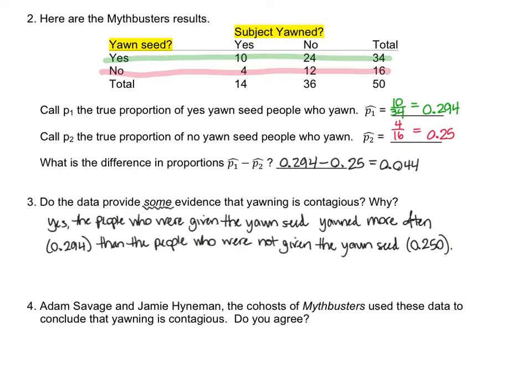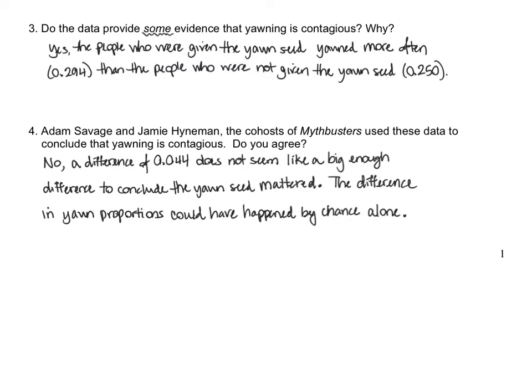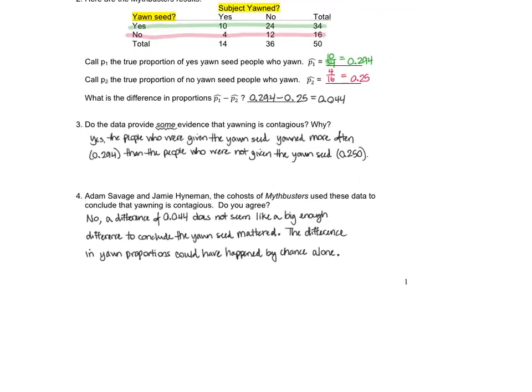Our next question asks us, Adam Savage and Jamie Hyneman, the co-hosts of Mythbusters, use these data to conclude that yawning is contagious. Do you agree or not? And so at this point, we have to decide if that value, which is 4.4%, is statistically significant. And so chances are we don't think it is. It is a relatively small difference. So we're going to say no, it could have happened by chance alone. Okay, we've got some additional questions on the next page, so let's move on.